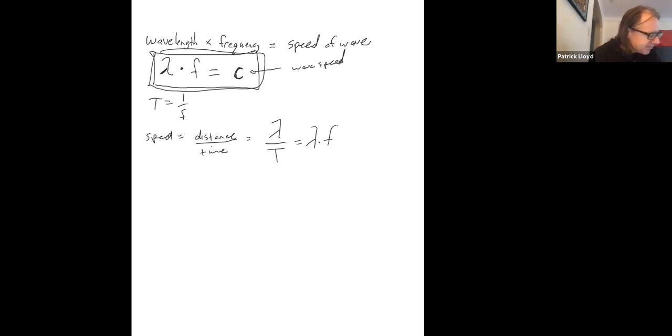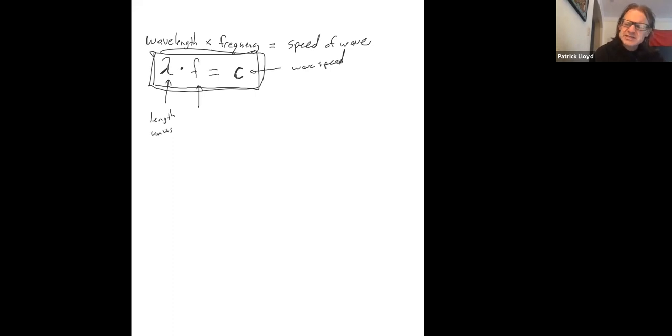Okay. So there you go. So that's very useful. So what we're going to do initially is just do some simple calculations of wavelength and frequency, get used to the units. What units would we expect? Well, just to remind you, this is a distance, so it's going to be length units. And this is frequency. Well, what's frequency? Well, it's 1 over the period. So period is time units. So this would be 1 over time units, right?